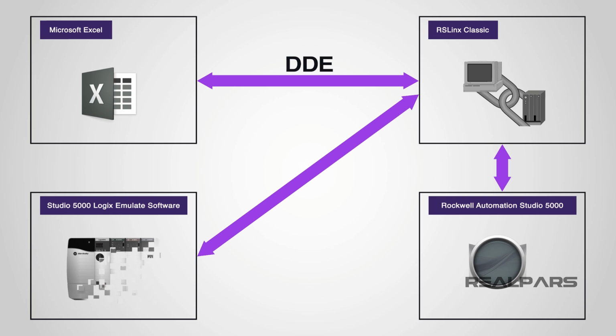In this video, we will use Microsoft Excel to write data to Rockwell Automation Studio 5000 using RSLinx Classic and Studio 5000 Logix Emulate software. The overall block diagram of how the programs are interconnected is displayed here. The Studio 5000 Logix Emulate will communicate with RSLinx Classic, and in turn, RSLinx will communicate with Studio 5000 Logix Designer and Microsoft Excel.